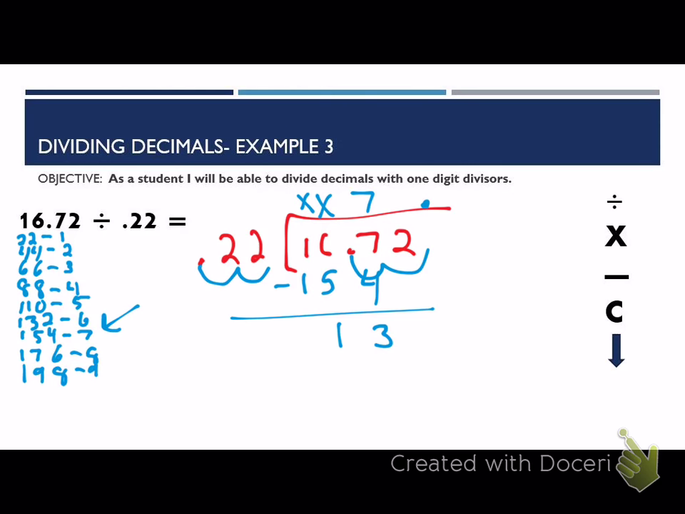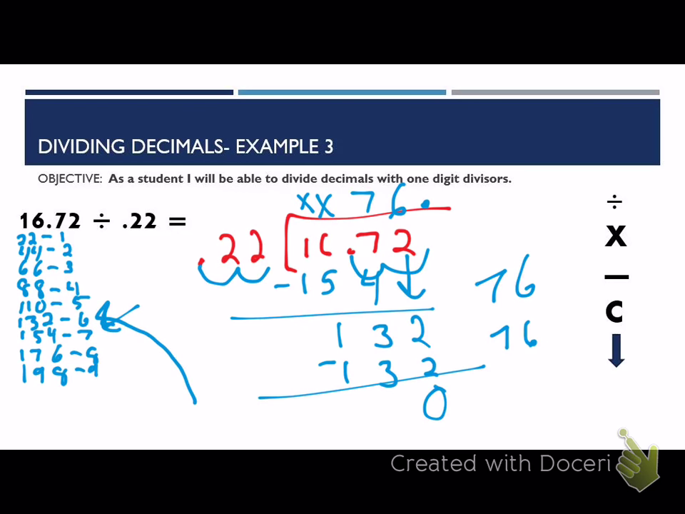Go ahead and compare. Is 13 less than 22? Absolutely. We're going to go ahead and bring down our last number. That's a 2. How many times does 22 go into 132? I think you guys can figure it out by now. But if you can't, it is seriously right here. It is 6 times. 6 times 22 is 132. We subtract and we get 0. Our answer this time is 76 or 76.0. Either one does not matter.